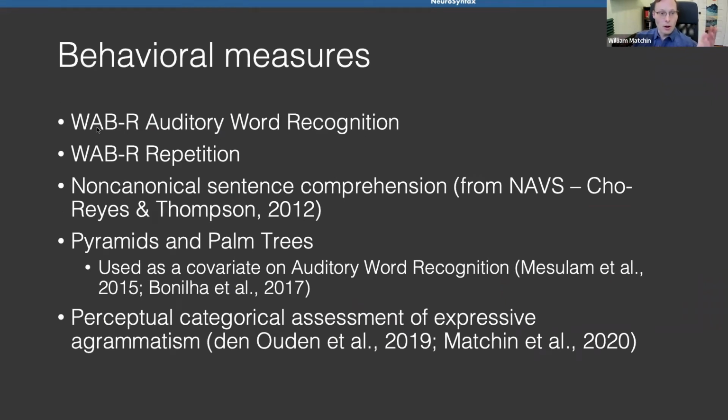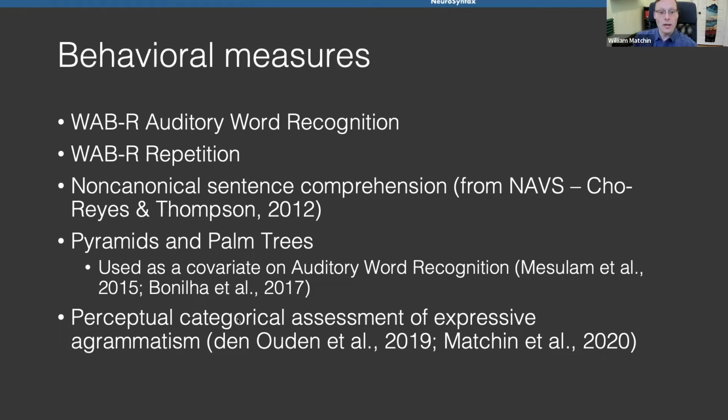Right. So as I mentioned, we have the WAB-R auditory word recognition, repetition, and non-canonical sentence comprehension from the NAVS, which is the same measure that Mesulam et al. used. And pyramids and palm trees, which Mesulam et al. also used, is a non-linguistic measure of conceptual semantic processing abilities, and probably some other things like executive function. People have to match pictures based on their meaning. Again, I'm happy to answer questions about that later, but they used that as a covariate with auditory word recognition to hone that measure in more on linguistic processing rather than the ability to recognize objects in the environment.